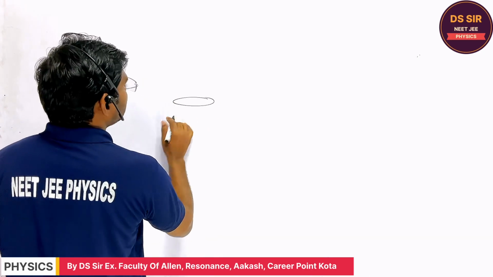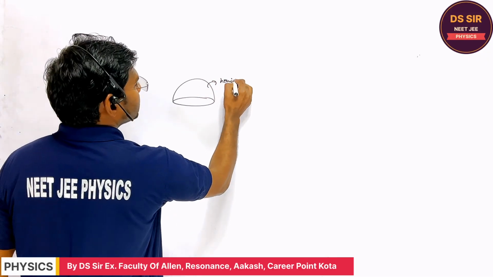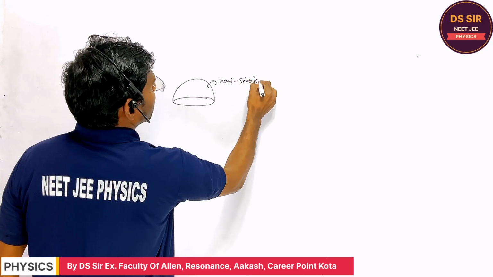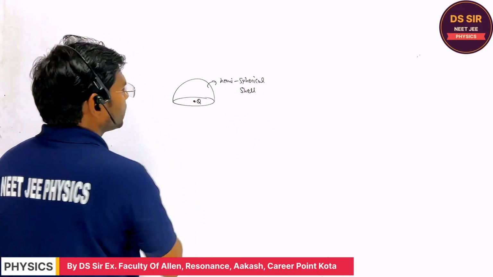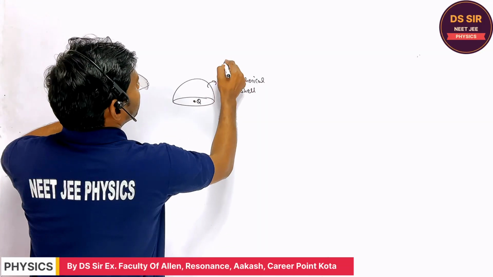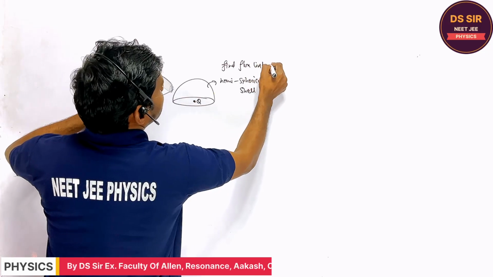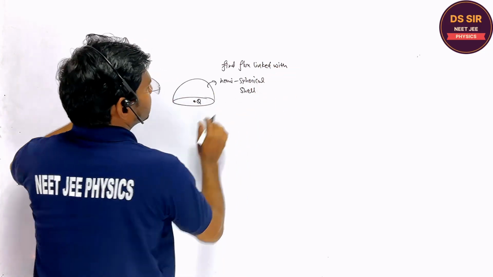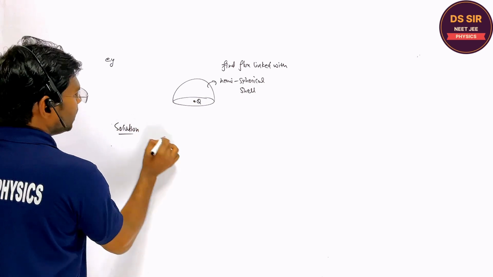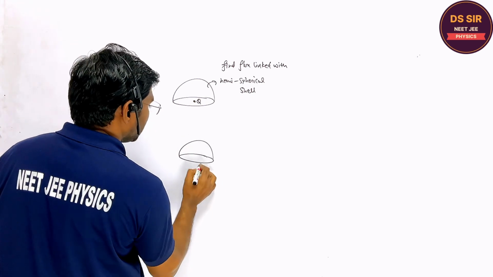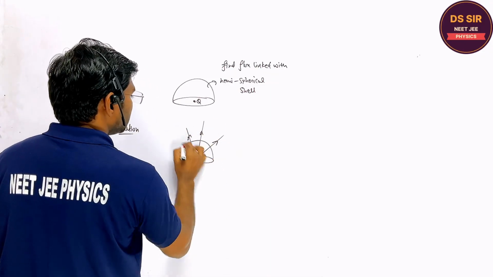If this is the hemispherical shell, and the charge q is placed over here, you have to find the flux linked with this hemispherical shell. So how to find this? If this is the charge q, the flux linked with this face is, suppose, phi dash.